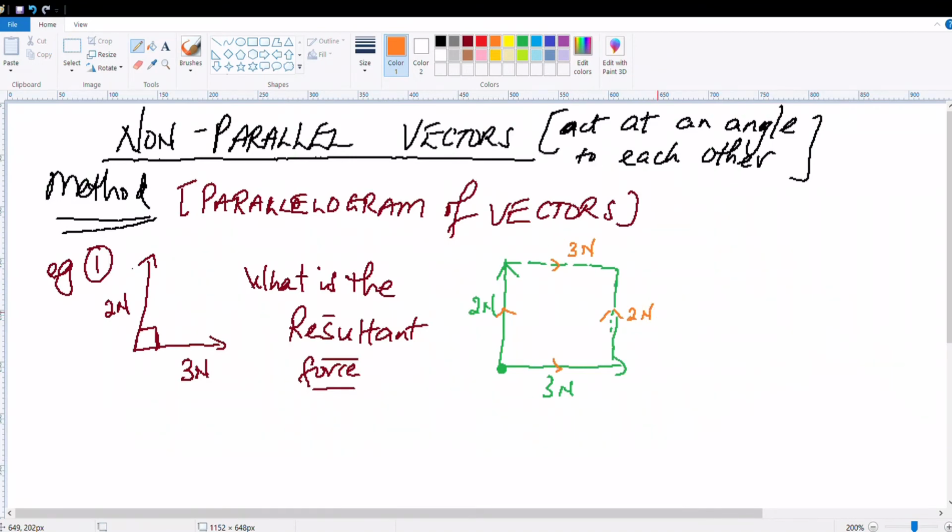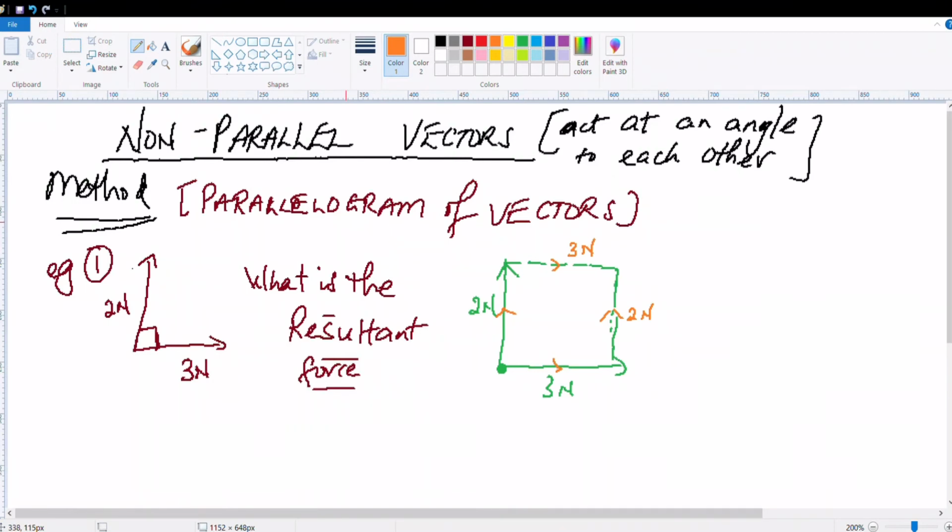A lot of times people forget your directions. So what does this mean? How do we get from this? We can complete a parallelogram, no problem. How do we get from this, therefore, the resultant? Well, we want to create, therefore, your resultant.